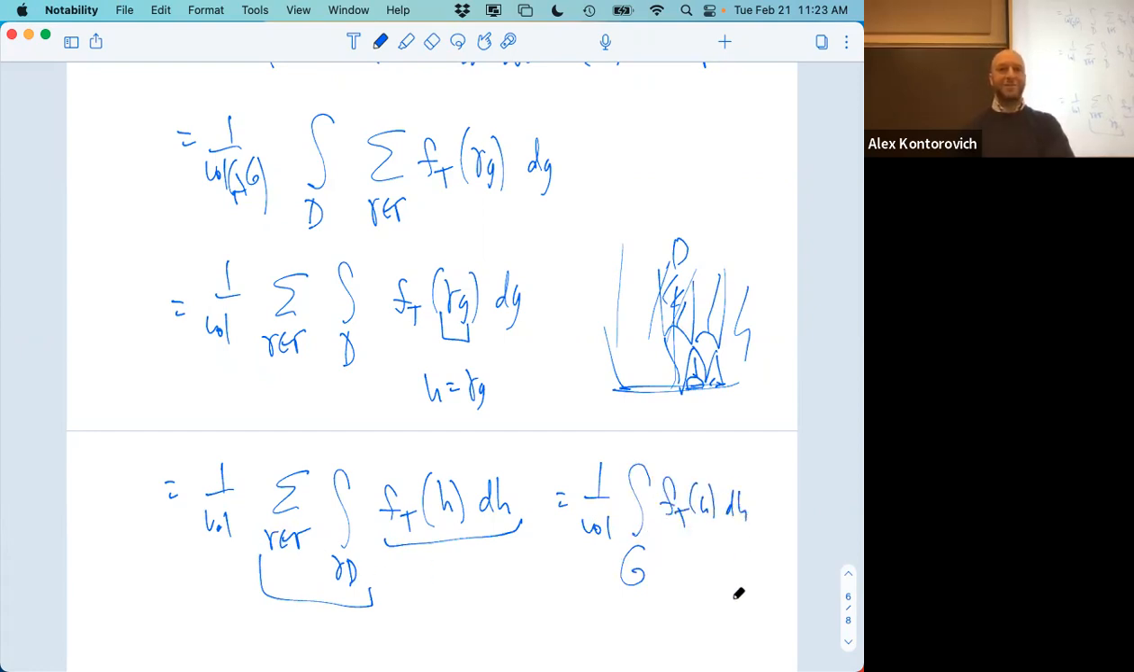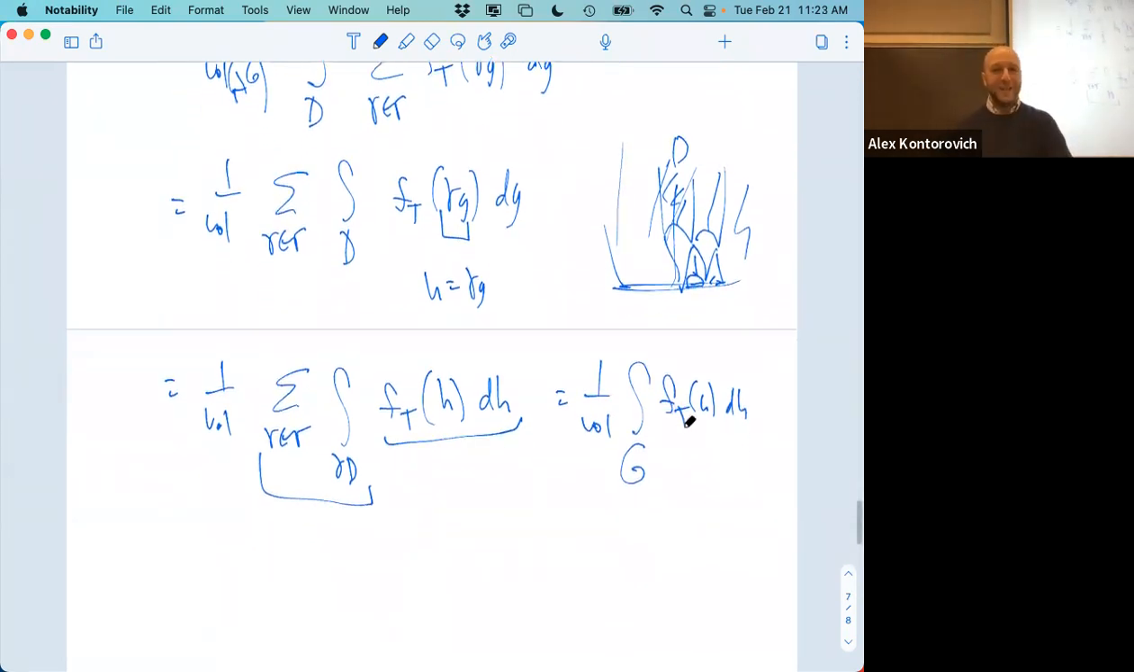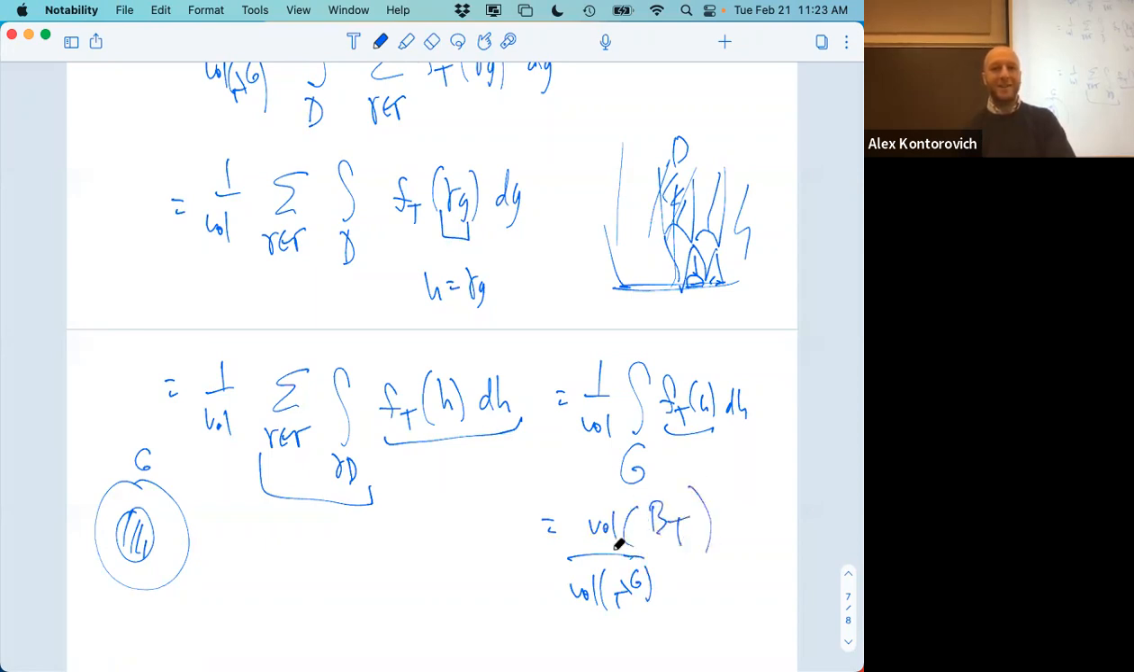Have I completely lost all of you? Some of you. What was ft? Remember our picture of g? This is g. It's the indicator function of a ball. So this is 1 over the volume of g mod gamma times the volume of a ball of size t in g. This is the ball of radius t in g.